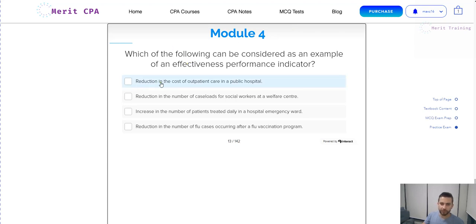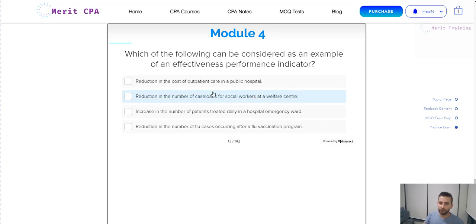So the first one, reduction in the cost of outpatient care in public hospital. That's probably more on the efficiency side, right? Or economy, actually, because you're focusing on the cost side, so minimizing cost resources. So probably not effectiveness. B, reduction in the number of caseloads for social workers at a welfare center. Look, it's hard to kind of say that that is an objective, but potentially, look, right? So far, it's the best one so far, but it's not quite there.